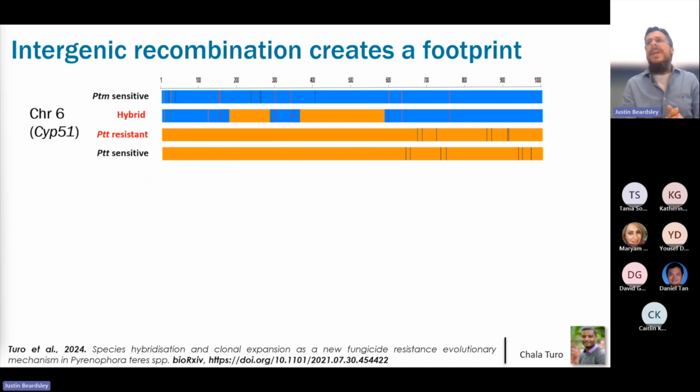But if that's the case, at the genomic level we should see a footprint. And this is basically what we found. I've got a very summarized version of the analysis that we conducted. It was a combination of PacBio, Illumina, and Nanopore. But basically, what you've got here at the bottom is our sensitive Pyrenophora teres.